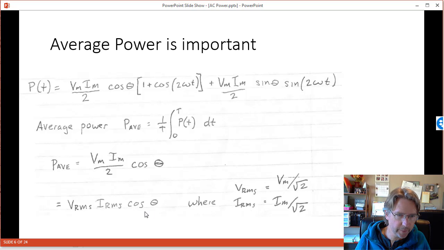So you'll find in a lot of power plants they have a gauge for VRMS, a gauge for IRMS, and a gauge for this cosine of theta, which we're going to call the power factor. These three terms determine your average power. Average power is what you pay for when you pay your PG&E bill. If you're running a generator, it's proportional to how much fuel you're burning, that kind of stuff. So it's an important one to keep track of.